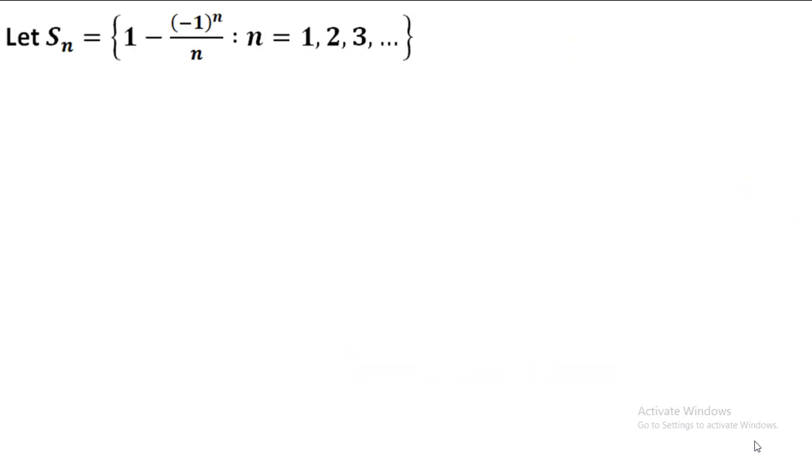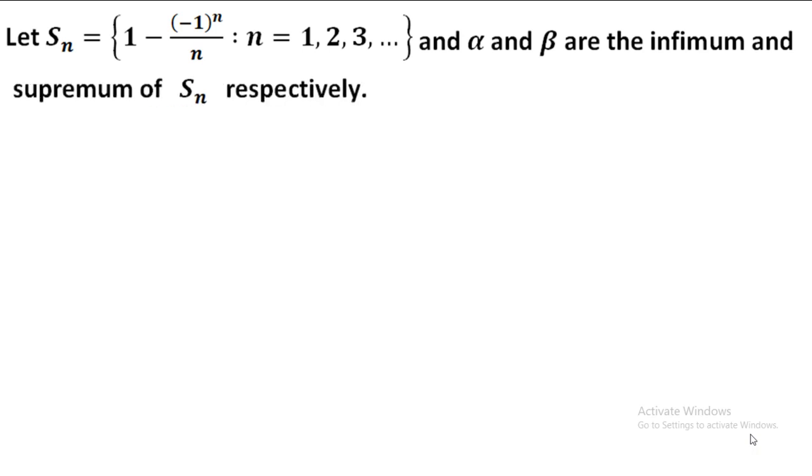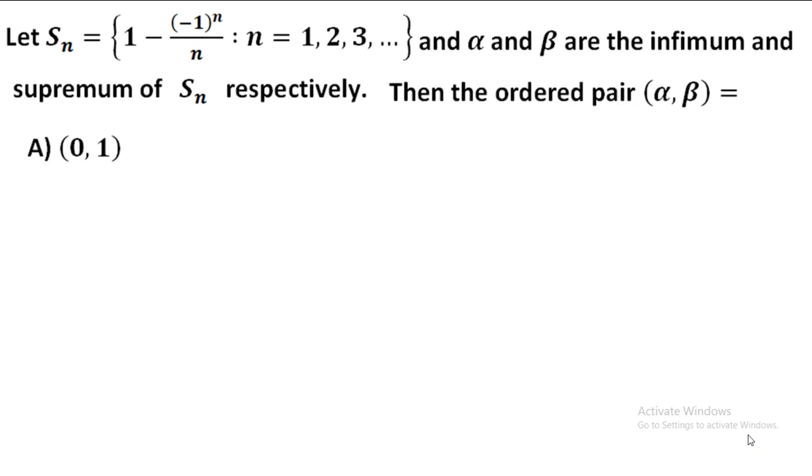We'll see the question. Let Sn be the set of all 1 minus (-1)^n by n, where n is the set of natural numbers, and alpha and beta are the infimum and supremum of Sn respectively. Then the ordered pair alpha comma beta is equal to what? The options are: A, 0 comma 1; B, 0 comma 2; C, 1 by 2 comma 2; D, 1 comma 2.